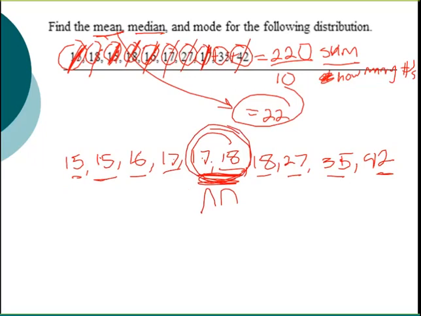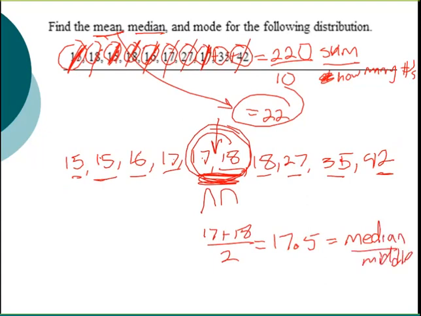Bottom line here is this is even, so our actual median is in the middle of these two numbers. To find the middle of two numbers, you add them, 17 plus 18, and divide by 2, or it's 17.5. So 17.5 is our median. It is the middle of the data set. Okay? And then finally, mode.